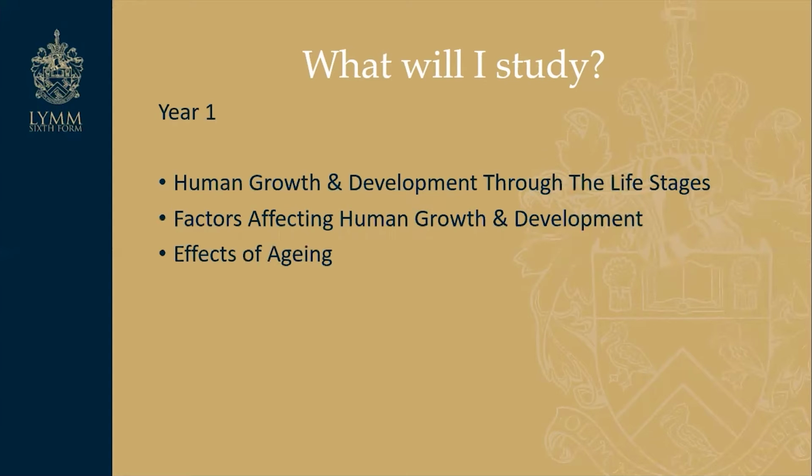So we cover things like human growth and development throughout the life stages. So what do people actually do when they pass through these life stages? How do they develop? The factors affecting human growth and development. So the things like susceptibility to diseases, genetic predispositions, and the effects of aging. So what actually happens to us physically, psychologically, and socially as we age.